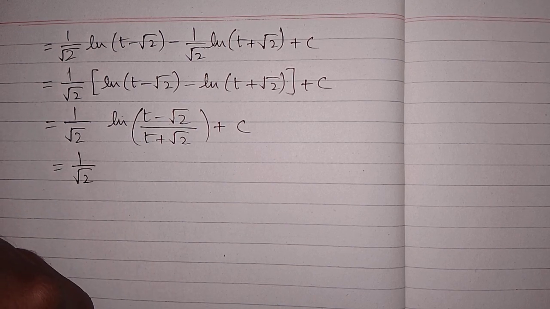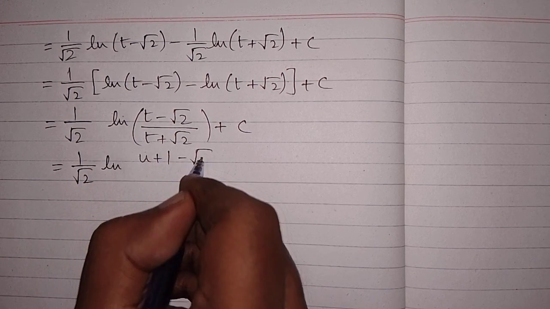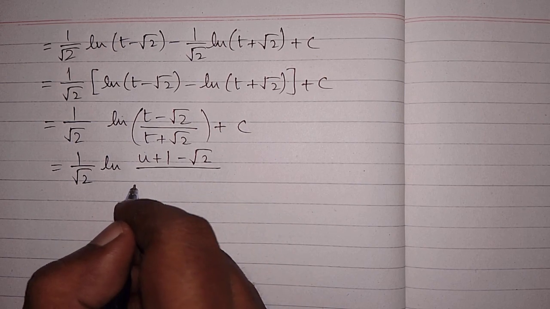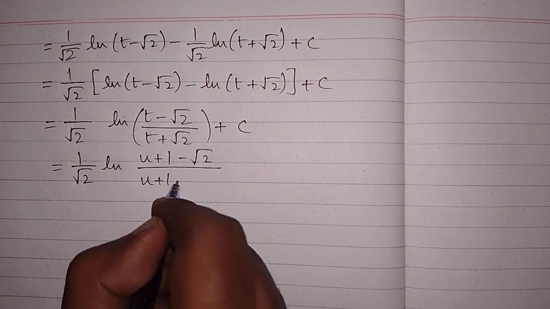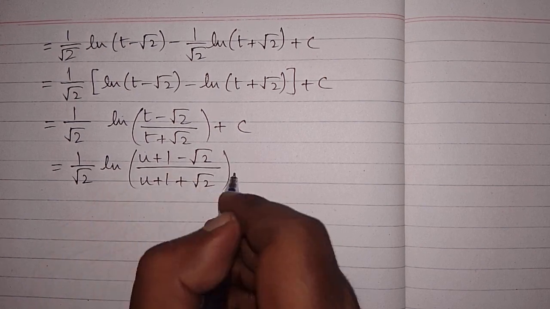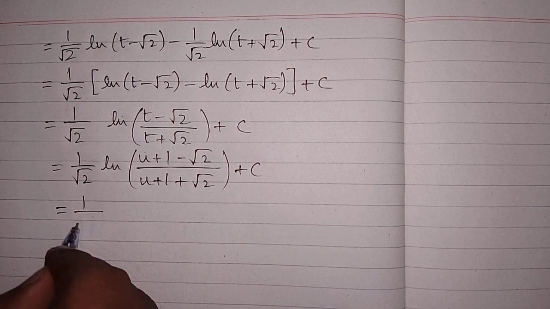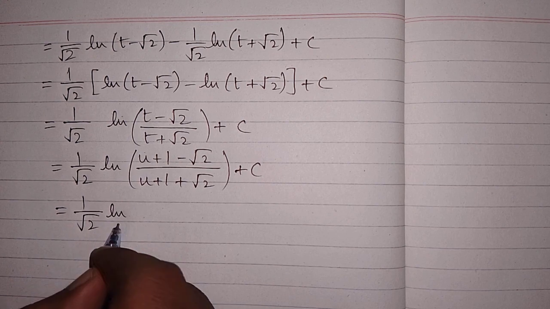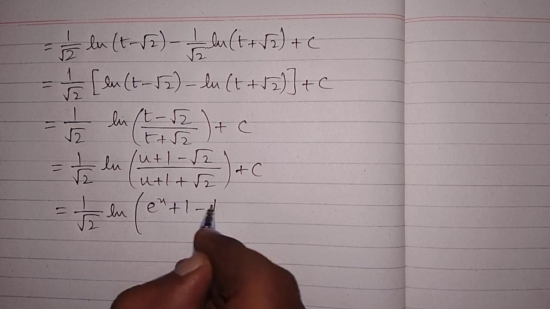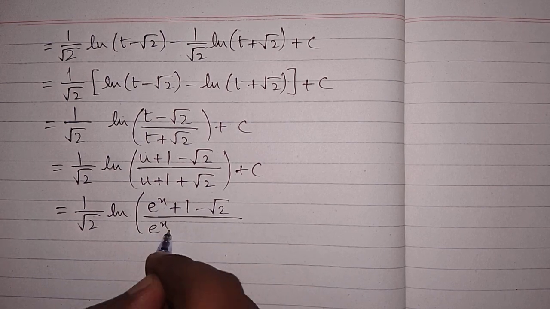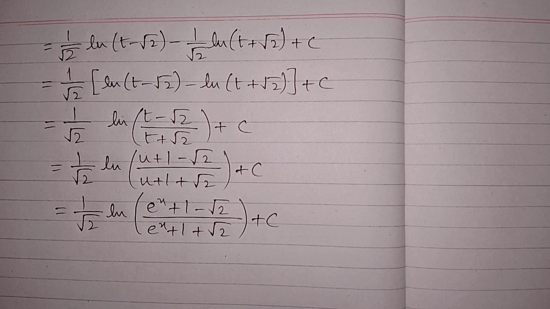Now we put the value of t, which is u plus 1. So we have 1 upon under root 2 ln of u plus 1 minus under root 2 upon u plus 1 plus under root 2 plus c, and then we put the value of u, which is e to the power x. So we have 1 upon under root 2 ln of e to the power x plus 1 minus under root 2 upon e to the power x plus 1 plus under root 2 plus c, where c is the constant of integration.